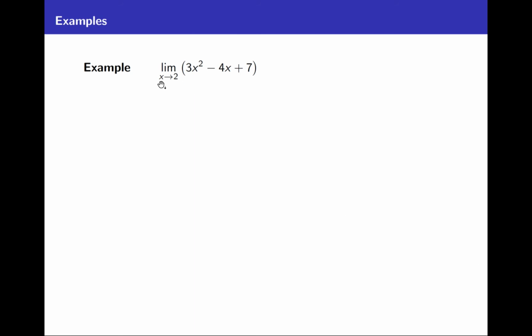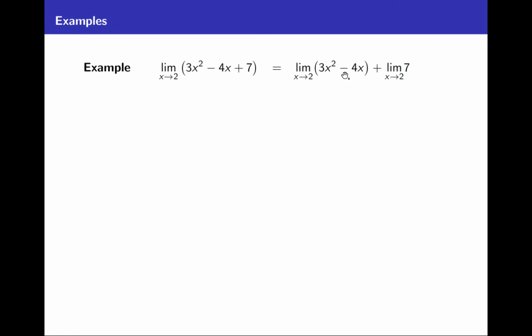Here's another example. The limit as x approaches 2 of 3x squared minus 4x plus 7. Let's see if we can break that down using the limit laws and get an answer to this limit. The first thing you could say is that this function is the sum of two functions. It's the sum of the function 3x squared minus 4x plus the function 7. So we could break this down as the limit as x approaches 2 of the first function plus the limit as x approaches 2 of the second function using our first limit law from the previous slide.